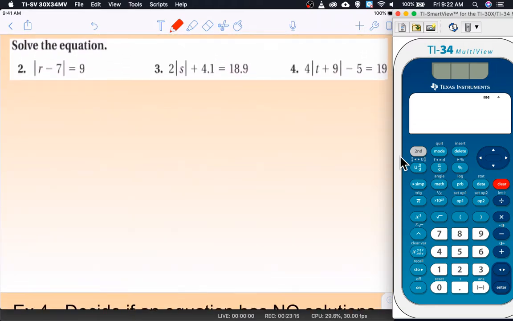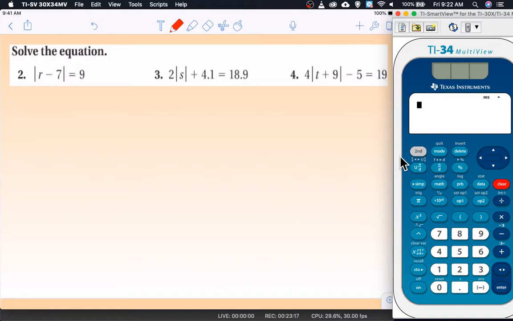Here are 3 more of this type before we move on to the next step of this problem. So go ahead and pause the video, try these 3 quickly. When you're ready to continue, hit play, and we'll go through it together.